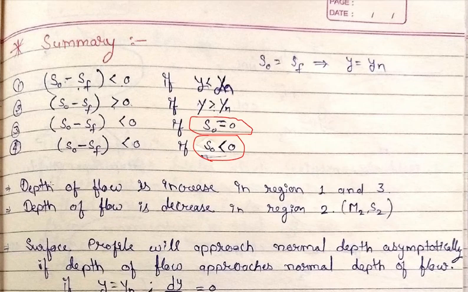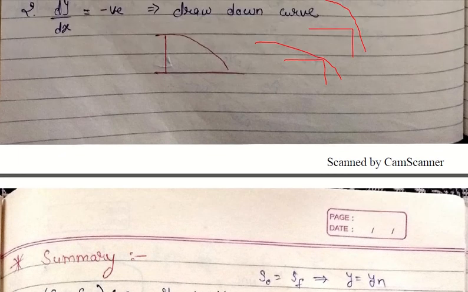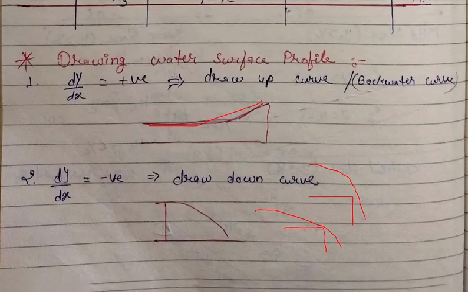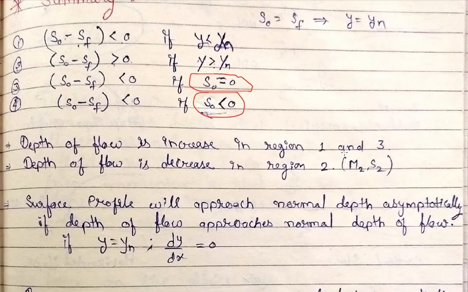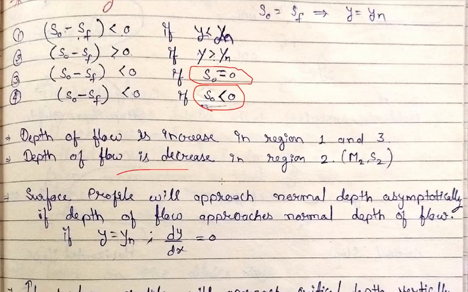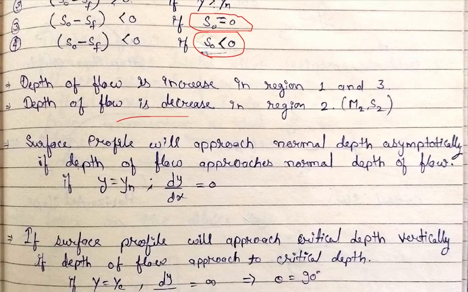So we will see in the profiles, in regions 1 and 3, the depth of flow increases and in region 2 the depth of flow decreases. So here the surface profile will approach normal depth asymptotically if the depth of flow approaches the normal depth of flow. So if y equals yn, that means dy/dx is equal to 0.